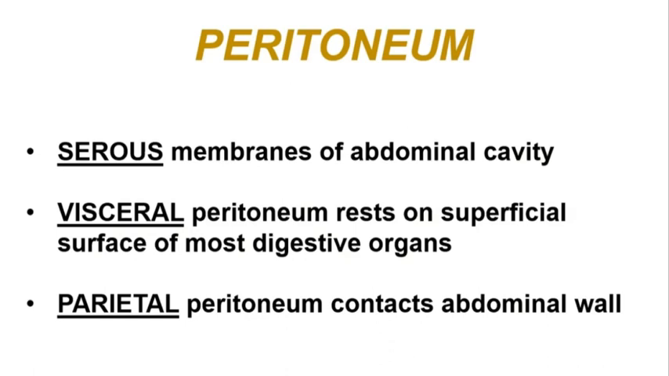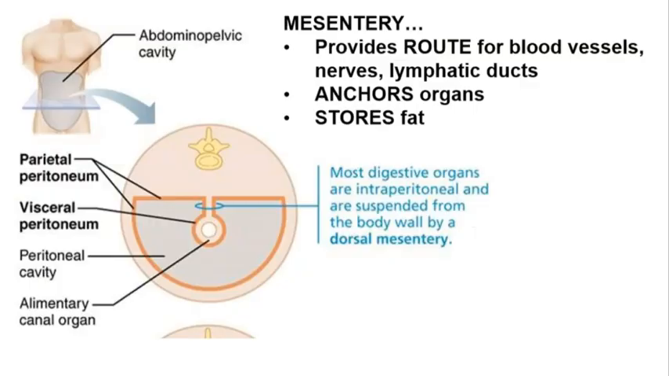The serous membranes of the abdominal cavity are very similar to the serous membranes that we saw surrounding the heart and the lungs. We see a layer that's referred to as the visceral peritoneum that rests on the superficial surface of most of the digestive system organs, and the other part is the parietal peritoneum that makes contact with the walls of the abdominal cavity. The peritoneal cavity is the fluid-filled space that exists between the parietal and visceral layers of the peritoneum. The fluid in the peritoneal cavity functions to lubricate the organs because their muscular contractions do create movement. And the fluid also helps to reduce friction during movements of the alimentary canal.